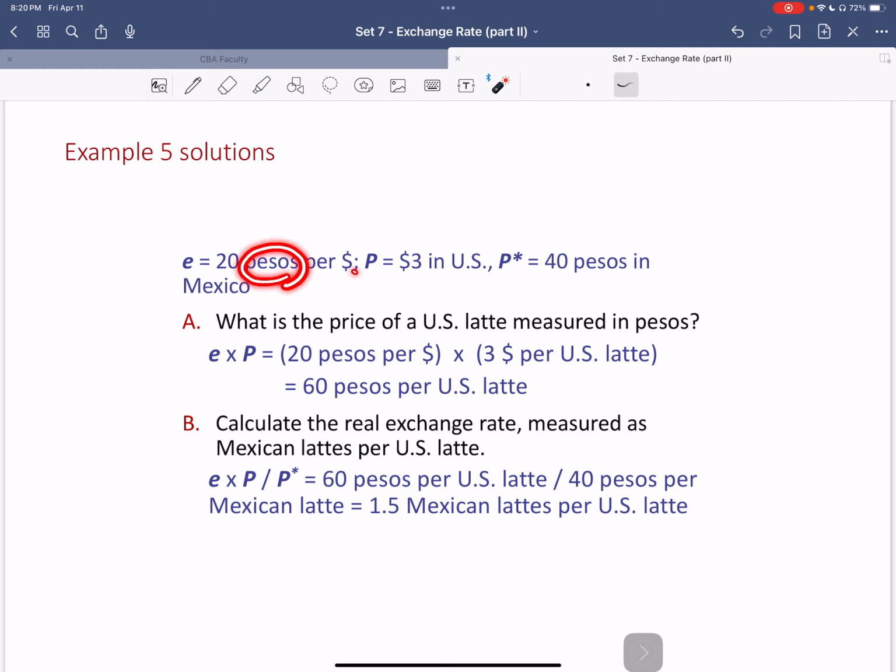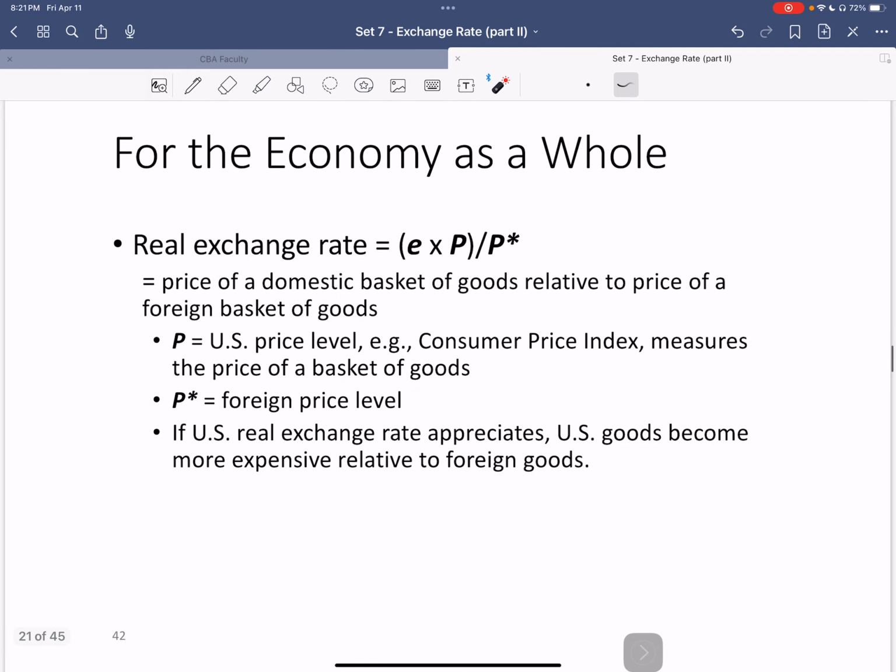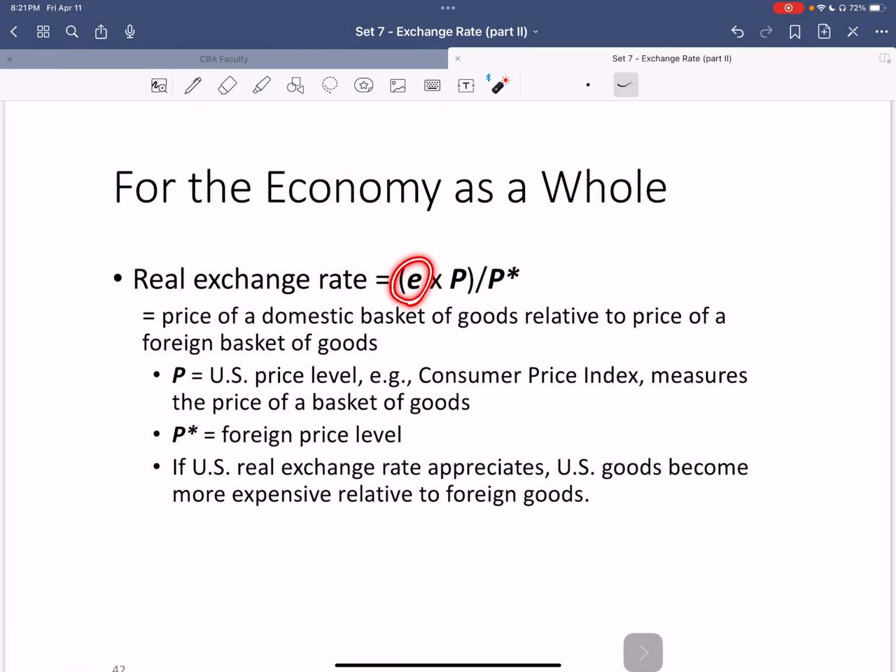Nominal exchange rate is in terms of the currencies. So do not confuse these two. And to compare the real value of our money, we can use the real exchange rate. Okay? So the nominal exchange rate, whatever you see on the news, on the website, on Google, is this number over here, the rate at which you are exchanging the dollar and other currencies. But the real exchange rate is nominal exchange rate times the ratio of the level of the prices in those two countries. Price of a domestic basket of goods relative to price of a foreign basket of goods.